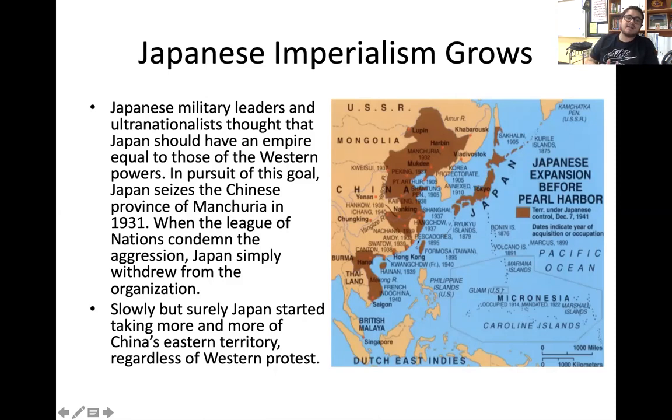China's going to protest, right? At this time, China has no military might. They're not going to have a lot of economic incentives for people to actually protect them. And so they're going to be crying to the League of Nations. And really, the League of Nations isn't going to be able to do anything. The West is going to protest. They're going to say, hey, Japan, stop it. Don't do that. Bad. You're being very imperialistic. And ultimately, they're just not going to want to do anything about it. Okay, so slowly but surely, their empire is going to grow.